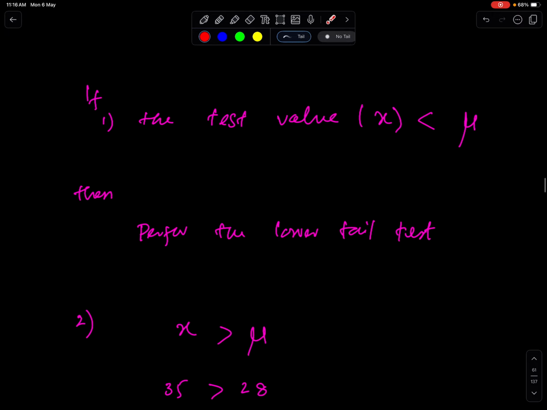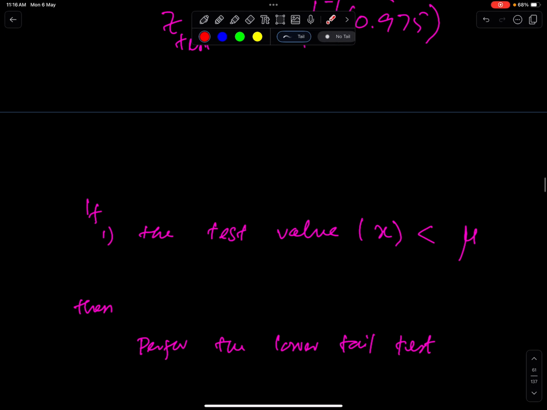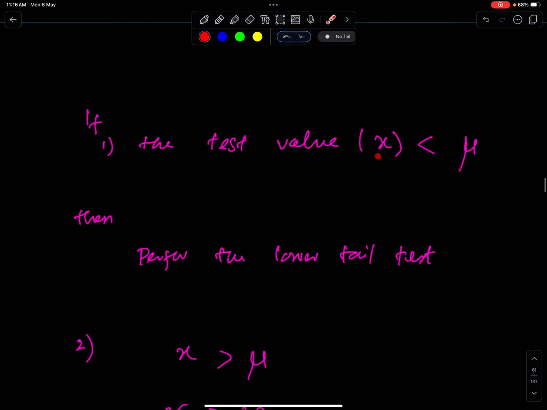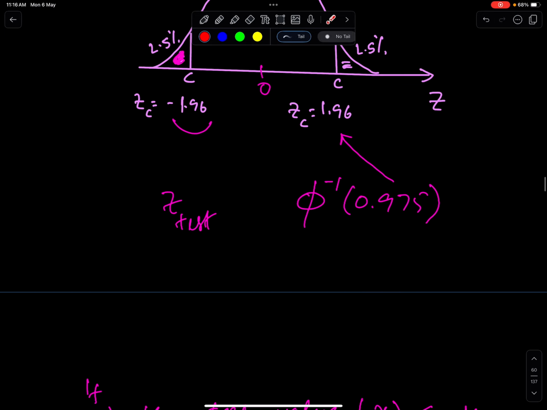There are two possibilities in the two tail test. If the test value x is less than mu, then you have to check the test value here. You perform the lower tail test. If the test value x is less than mu, then perform the lower tail test. And if the test value is greater than mu, then perform the upper tail test. Let's suppose the test value is 35 and mu is 28, then perform this test.